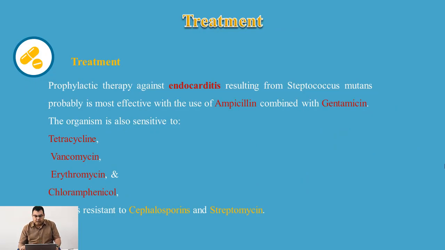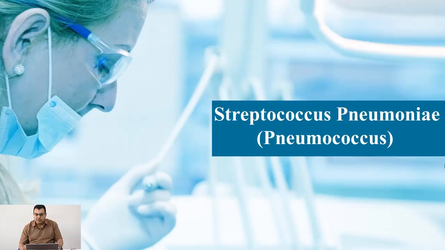Treatment: prophylactic therapy against endocarditis resulting from Streptococcus mutans is probably most effective with the use of ampicillin combined with gentamicin. The organism is also sensitive to tetracycline, vancomycin, erythromycin, chloramphenicol, but it is resistant to cephalosporin and streptomycin.